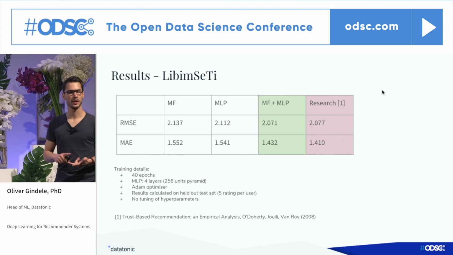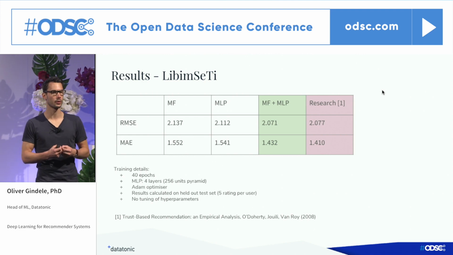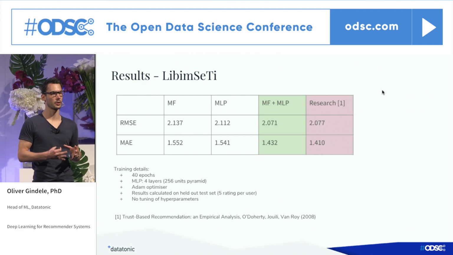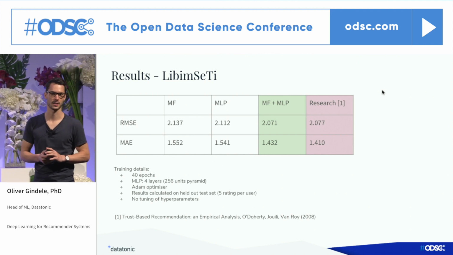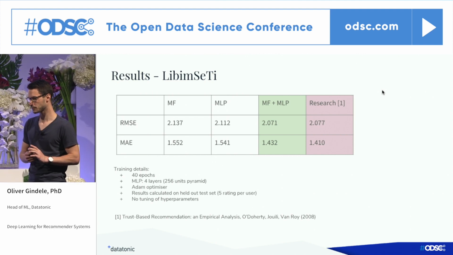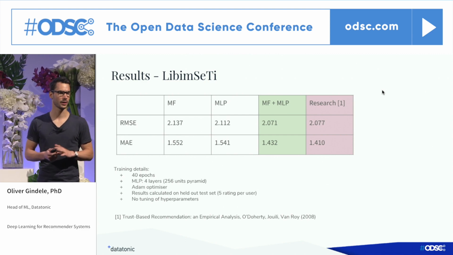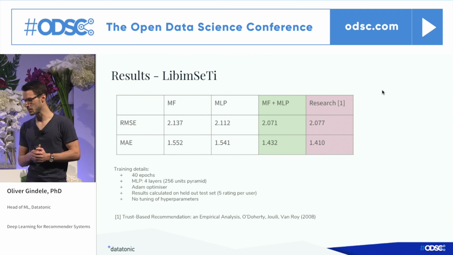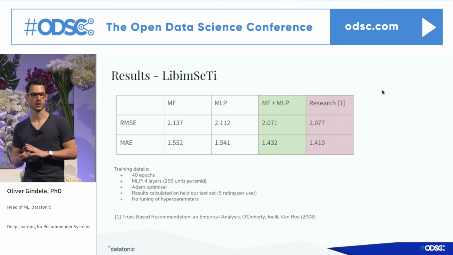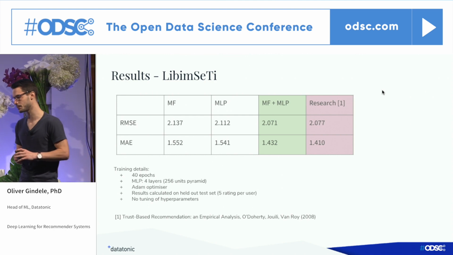Comparing them, the MLP is already slightly better than the matrix factorization on its own, but putting both together into one model and jointly training them seems to yield the best results. And this is even just on that data set I showed you. I also compared this to some research data I found. There was one paper that built a similar system almost a decade ago. They used some SVD approach, some more standard matrix factorization approach.